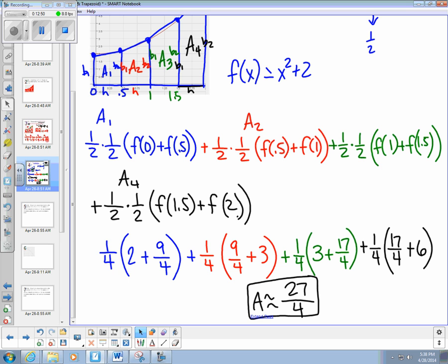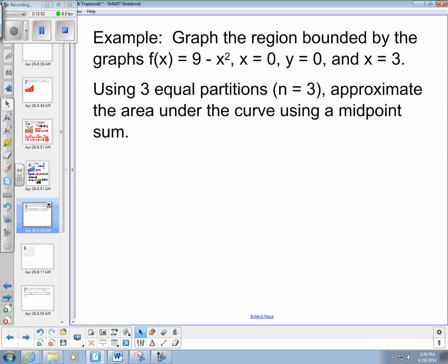Okay, now let's look at another example using these two methods. Okay, and again, this is a region that we used in video 1, 9 minus x squared for f of x. X equals 0 is the y-axis, y equals 0 is the x-axis, and the line x equals 3. Okay, using 3 equal partitions, approximate the area under the curve. We're going to use a midpoint sum first.